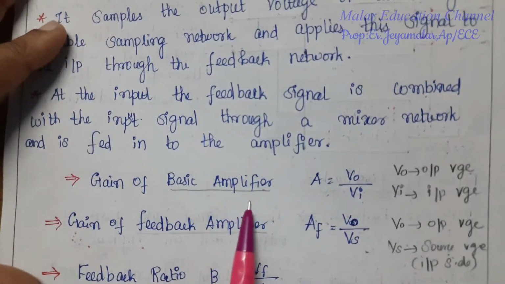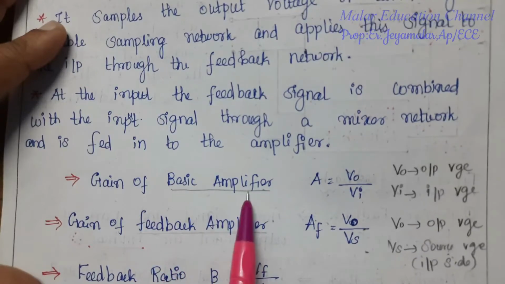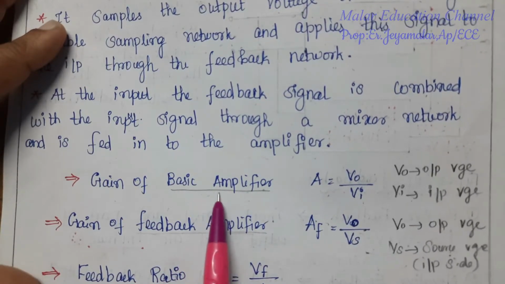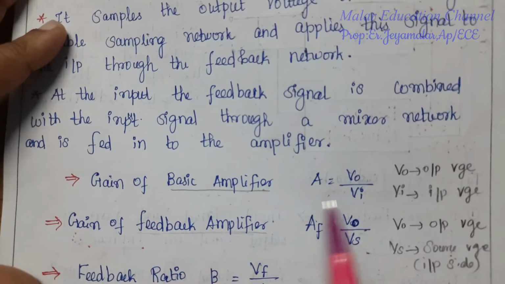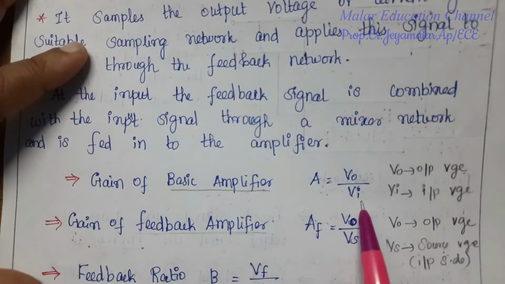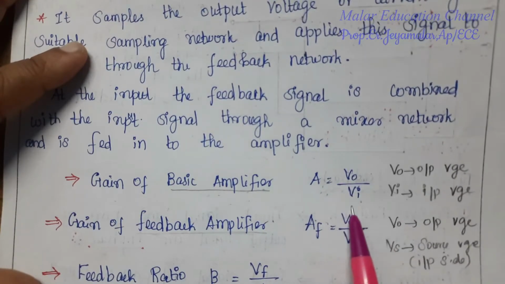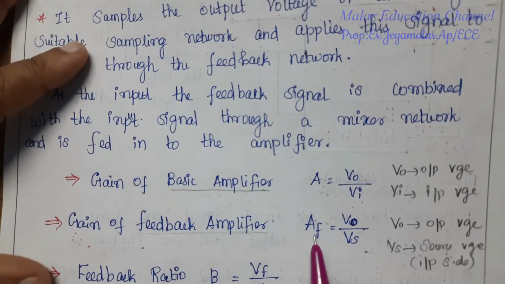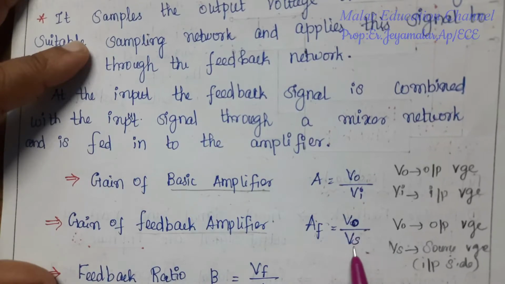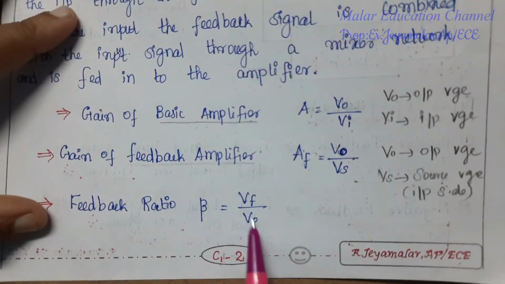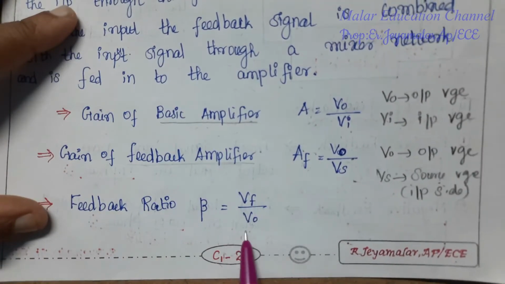Next, see the gain of the amplifier. First, the basic amplifier gain. Basic amplifier means there is no connection of a feedback network. The representation of gain is A. A equals V output by V input, that is output voltage by input voltage. If the feedback network is connected, the gain of the feedback amplifier is AF, F for feedback, which is output voltage by source voltage. Feedback ratio beta equals Vf by V0, that is feedback voltage divided by V0.